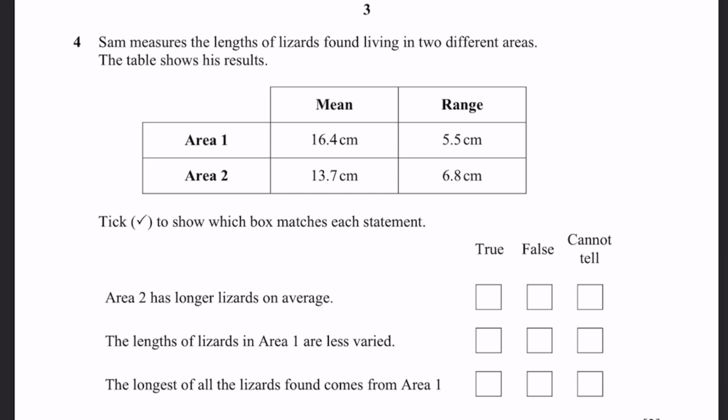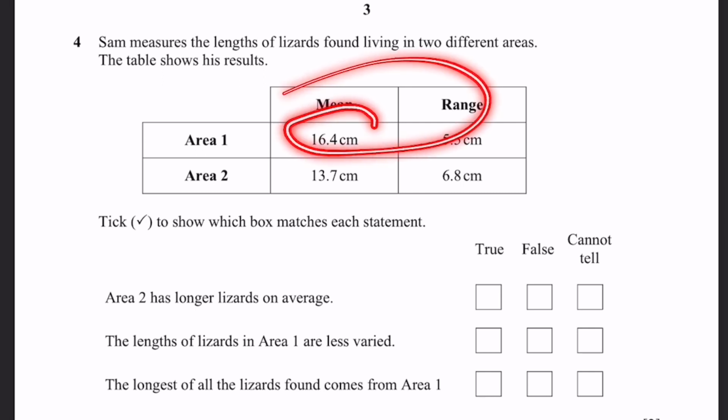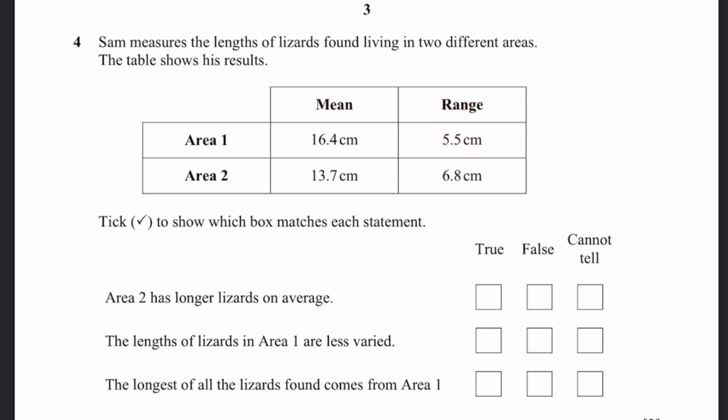Sam measures lengths of lizards living in 2 different areas. The table shows the results. Area 1, the mean is 16.4, the range is 5.5, all in centimeters. Area 2, mean is 13.7 and range is 6.8. Tick to show which box matches each statement. Area 2 has longer lizards on average. False. Why? Because we can see 16.4 is bigger than 13.7.